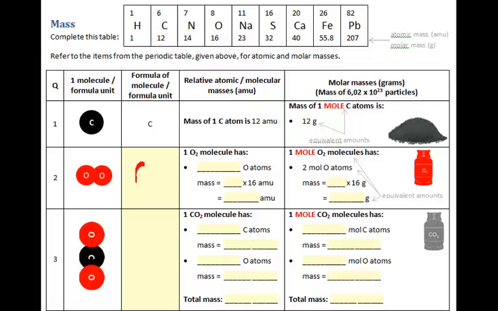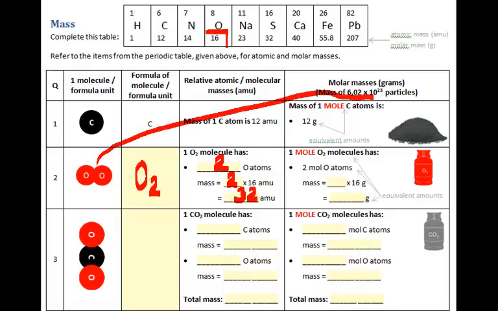Here we have one oxygen molecule, O2, and each oxygen molecule has 2 oxygen atoms in it. The mass of each of those oxygen atoms is 16 atomic mass units. So 2 of them together have a mass of 32 atomic mass units. 1 mole of oxygen molecules is 6,02 times 10 to the power 23 of these O2 molecules.